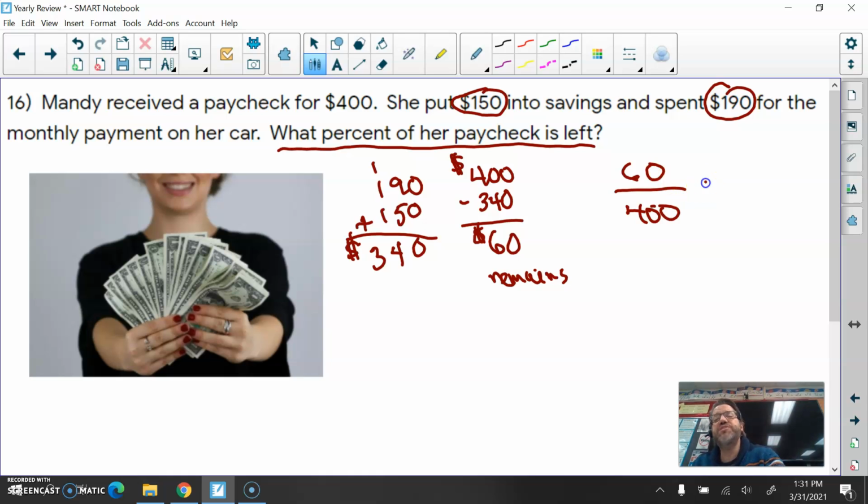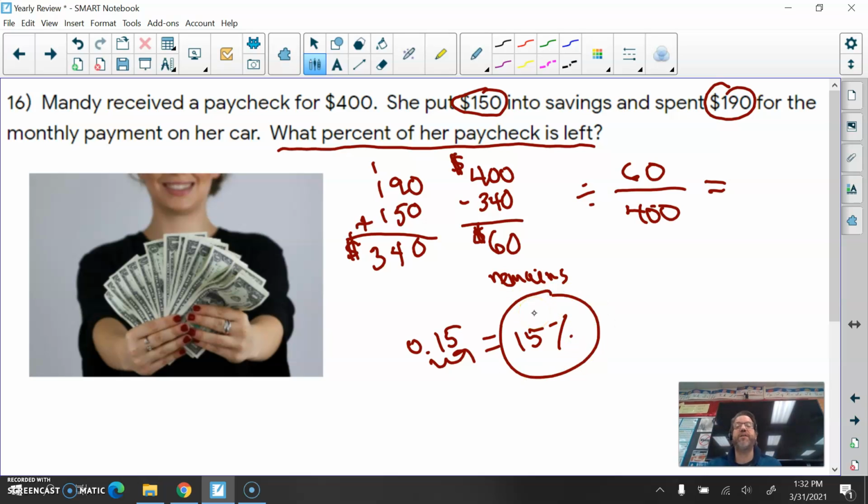All right, so if you just divide, remember the fraction bar means divide. If you just divide these, you're going to have a decimal value, and 60 divided by 400 is going to equal 0.15. And then you move your decimal point right 2 spaces to change it into a percent. You get 15% of her paycheck is left.